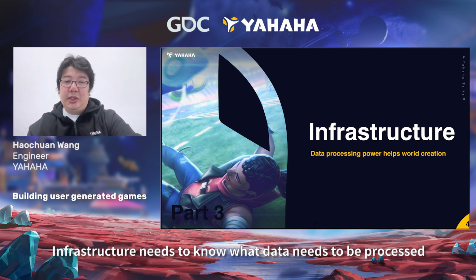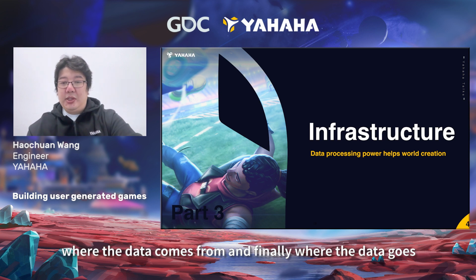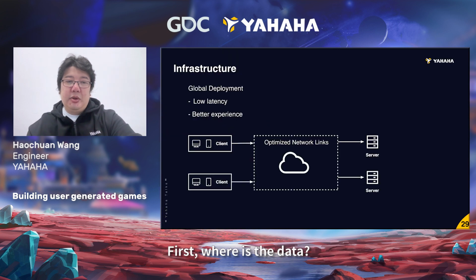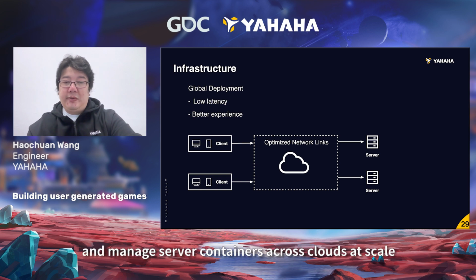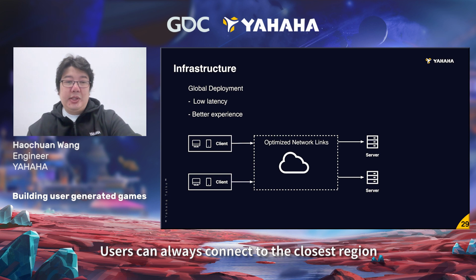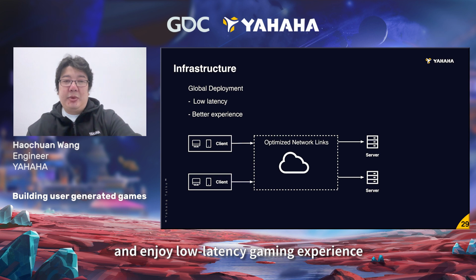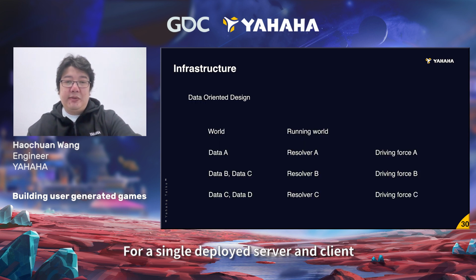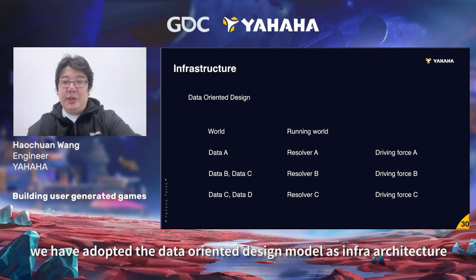Infrastructure needs to know what data needs to be processed, where the data comes from, and finally, where the data goes. First, where is the data? We use a multi-cloud scheduler to deploy and manage the server containers across the clouds at scale. Global server deployment can offer the best regional coverage. Users can always connect to the closest region and enjoy a low latency gaming experience. For a single deployed server and client, we have adopted the data-oriented design model as our infra architecture.